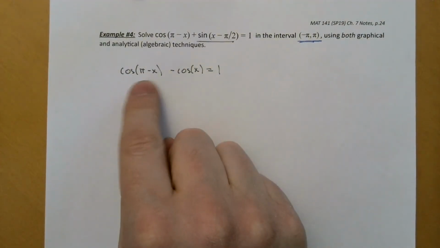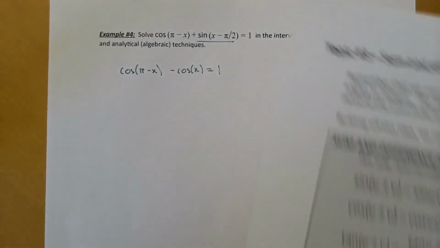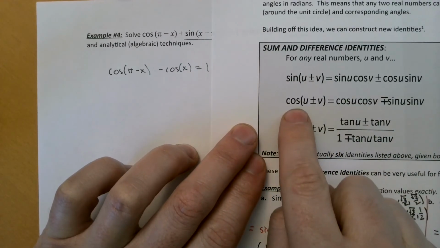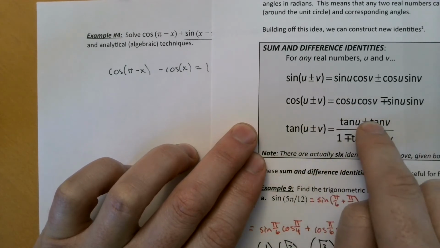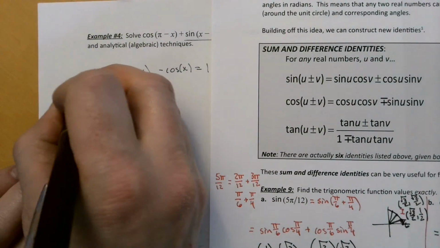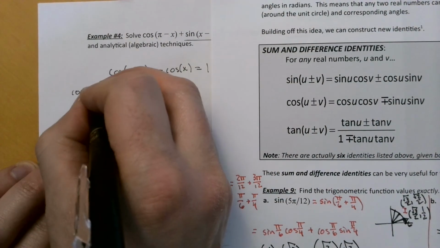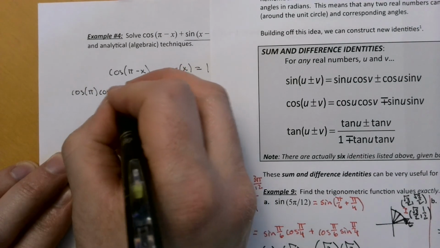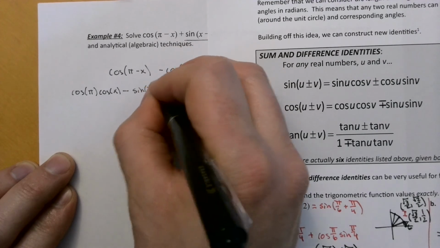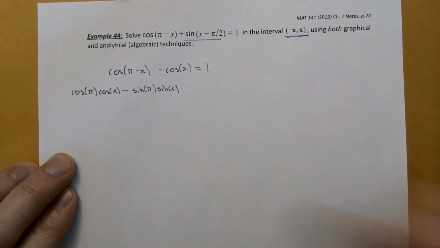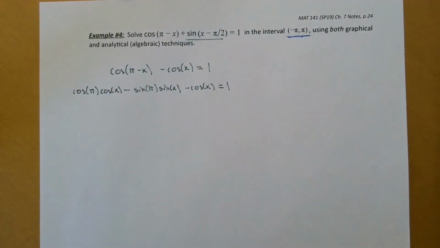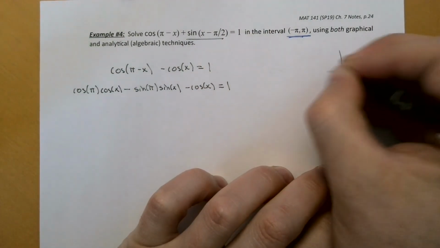I could do that same line of reasoning to figure out what this is equal to, but instead I think it's a good review of these sum and difference identities. I'm going to apply this sum identity. So this cosine of pi minus x is really cosine of pi times cosine of x minus sine of pi times sine of x, and then don't forget we had this minus cosine x here. This whole mess was equal to 1. Okay, so what is cosine of pi equal to, and what is sine of pi equal to?